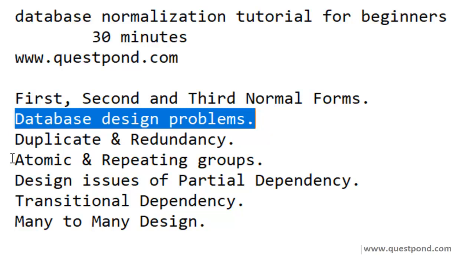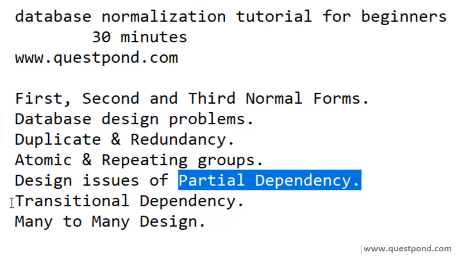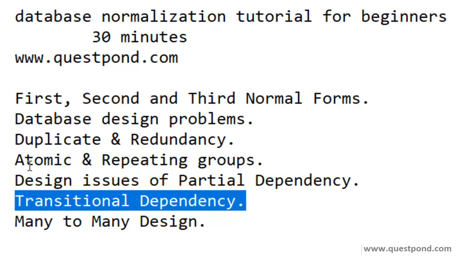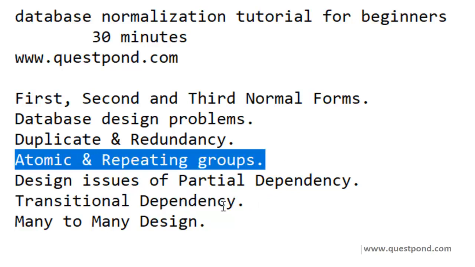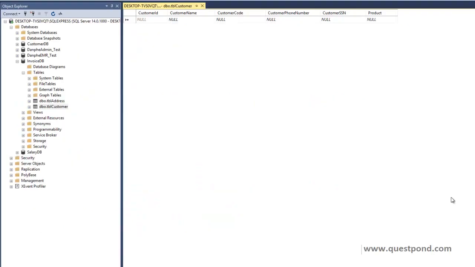I'll also talk about the difference between duplicate and redundancy. Many people think both of these terms are the same, but they are different, right? So I'll explain the difference between these two concepts as well. I'll also talk about partial dependency and transitive dependency, and explain what atomic values and repeating groups are. So this is going to be a 30 minute tutorial which will help you understand database normalization. Let us get started.